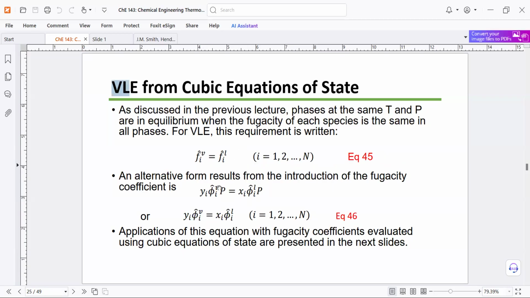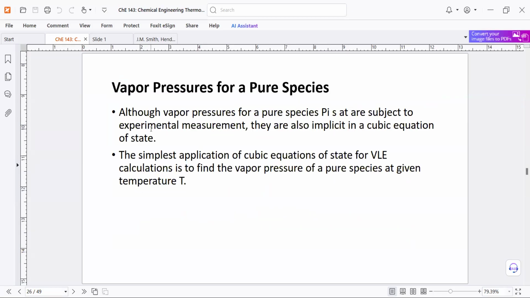Okay. And that happens in saturation. Okay, saturation conditions. And in saturation conditions, we have the equilibrium of vapor and liquid, and therefore the liquid would have the vapor pressure. Okay. So even if these vapor pressures can be, or are, derived from experimental measurement, we can also use cubic equations of state for determining these vapor pressures.